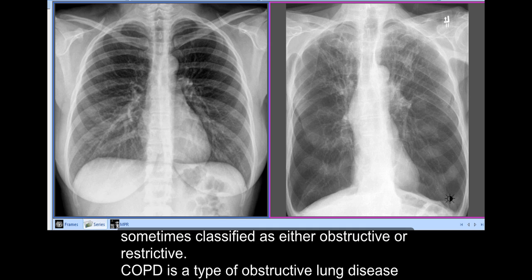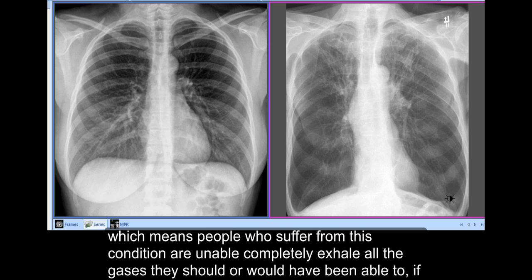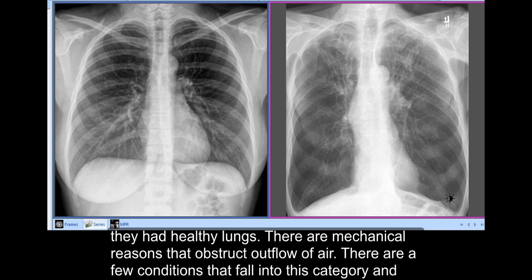Lung conditions are sometimes classified as either obstructive or restrictive. COPD is a type of obstructive lung disease, which means people who suffer from this condition are unable to completely exhale all the gases they should or would have been able to if they had healthy lungs. There are mechanical reasons that obstruct outflow of air.